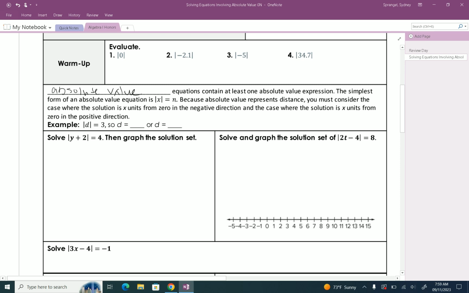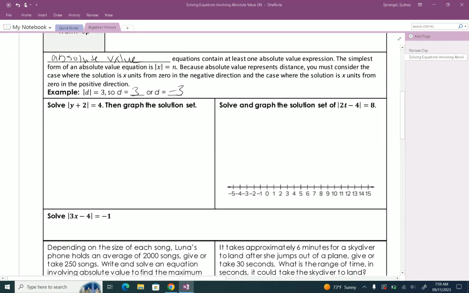So for example, we've got the absolute value of d equals 3. So d is going to be either positive 3 or negative 3. So for this one, this is kind of like the example we just did. The absolute value of y plus 2 equals 4. So what two numbers can produce 4 as an absolute value? Well, we know it's 4 and negative 4. So let's set y plus 2 equal to both of those. And now I want you to try this on your own.